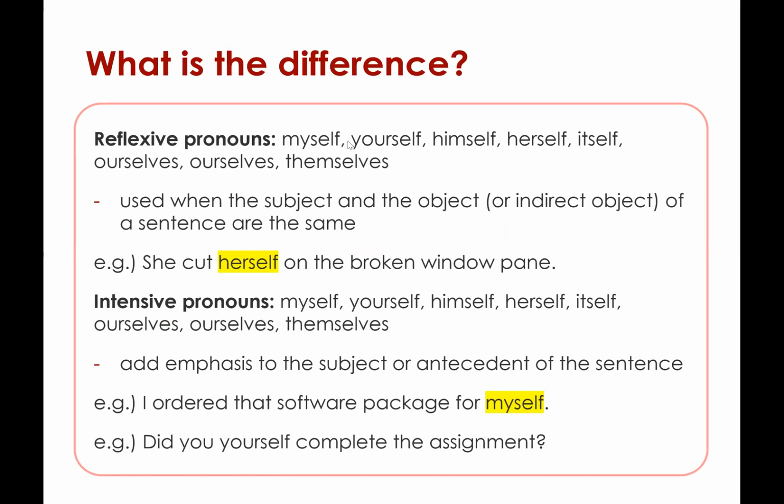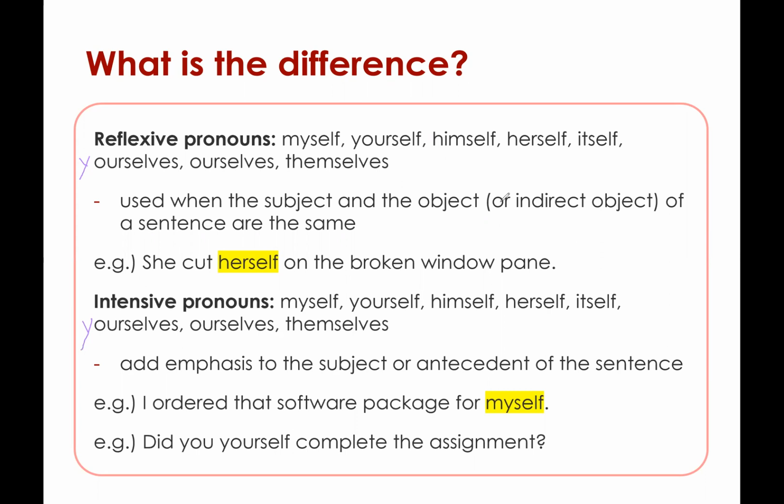If you take a look here, reflexive pronouns and intensive pronouns look identical, right? Myself, yourself, himself, herself, itself, ourselves, plural, themselves. Sorry, I think there is a typo here, so instead of ourselves twice, it should be yourselves. So remember, you can be referring to one single person or a group of people. So yourself, yourselves. All right. And let's take a look at the difference.